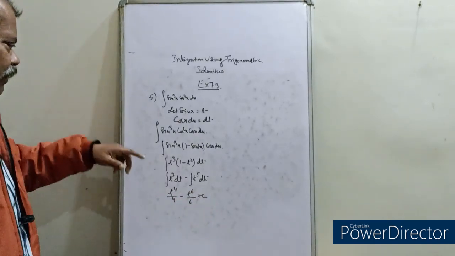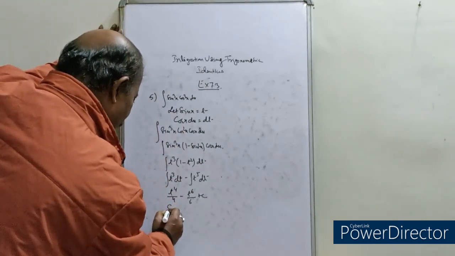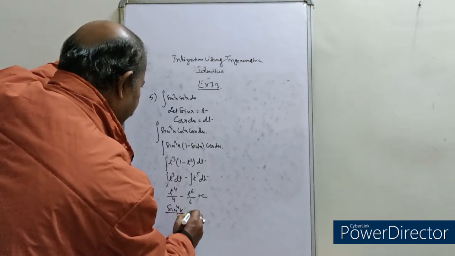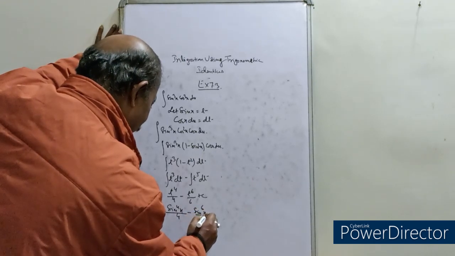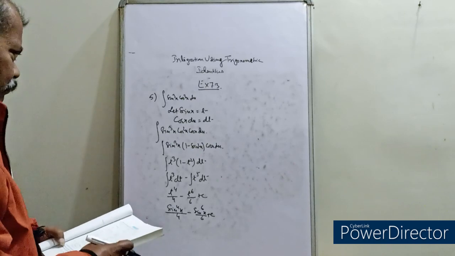Now I am going to put the values of this. What is sin x, that is sin 4x by 4 minus sin 6x by 6 plus c. So let me see the answer.